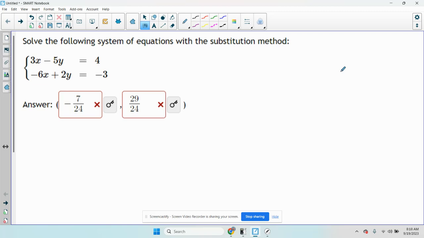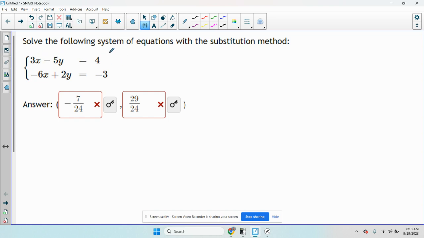Okay, this is "solve the following system of equations with the substitution method." I personally would probably solve this using the addition method since I have both equations with the x's and y's lined up. I guess we'll show you with the substitution just to do what the computer asks. But again, I would probably use the elimination. It just seems much easier to me.